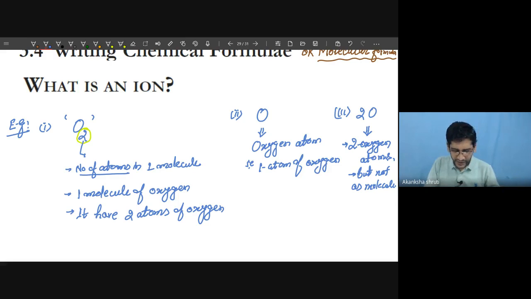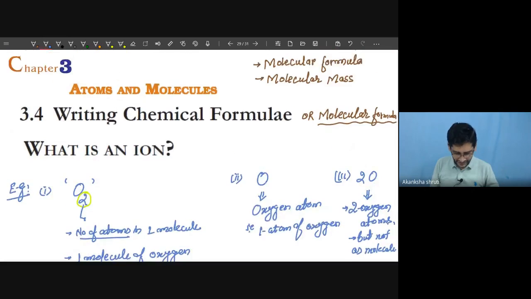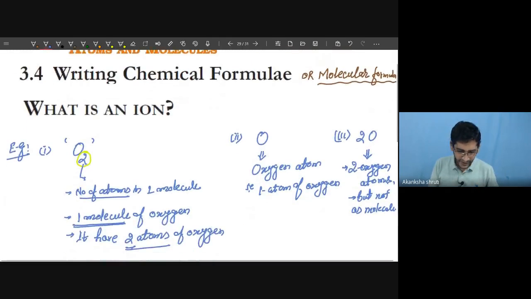Okay. If O2 is written, it represents two kinds of information. One is one molecule, and that molecule contains how many atoms. So why does oxygen exist as O2 or O3 only? Those things we will understand today. It is called molecule formation.